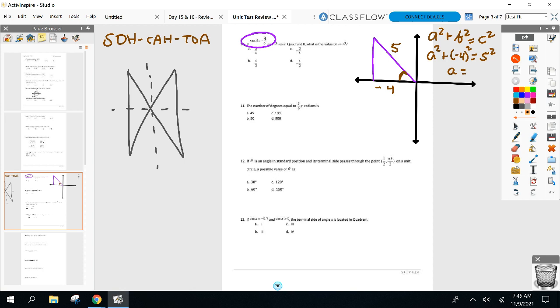What are you getting for your third side? 3. Now look where I put it. Should that be positive or -3 where I'm putting it? This 3 right here, should it be positive or negative where I'm putting it? Positive, yep, because it's going up. Now it says find the value of tangent. And tangent is opposite over adjacent. So now that I have all 3 sides, my opposite side is 3. My adjacent side is -4.